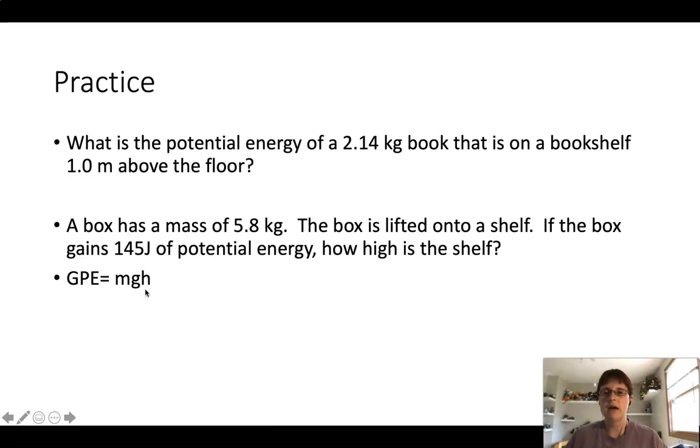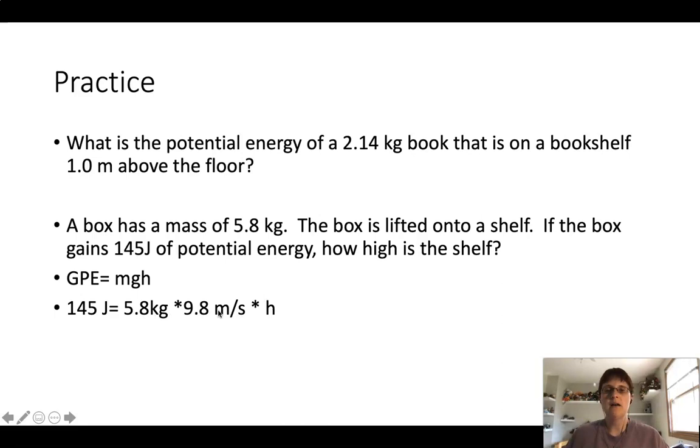Again, we've got a gravitational potential energy equation, and we just plug in what we know. We know we have the mass, so we have m. We have gravity, so we know that one. And it told us the potential energy. So we just plug those numbers in: the potential energy, the mass, and gravity. We leave the height out of it, because we need to solve for the height.